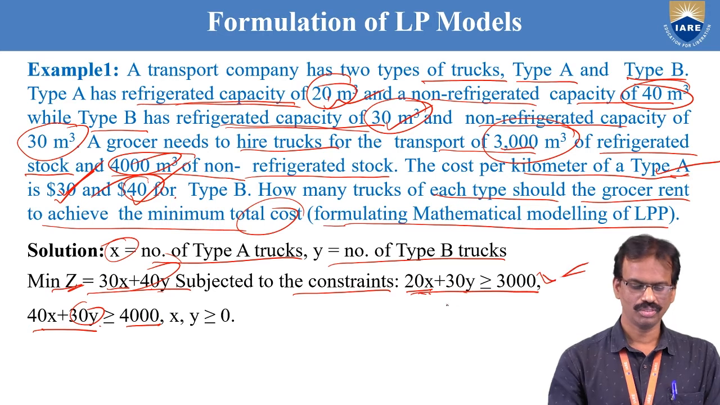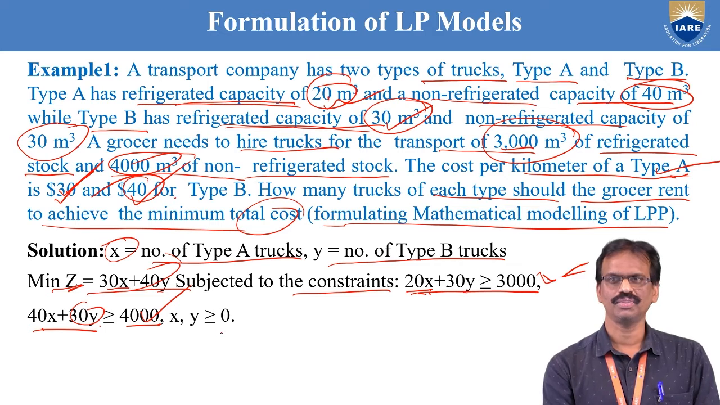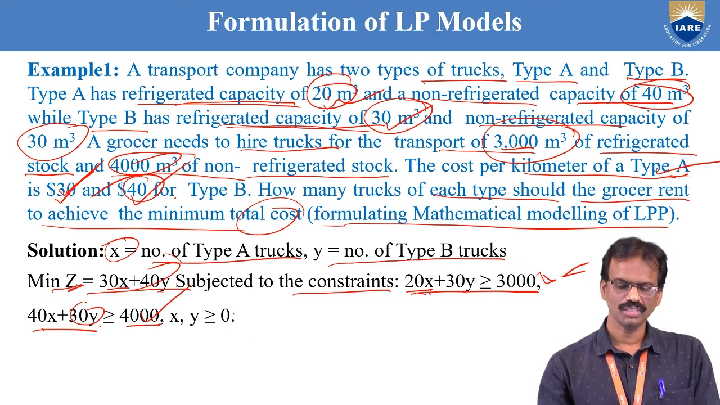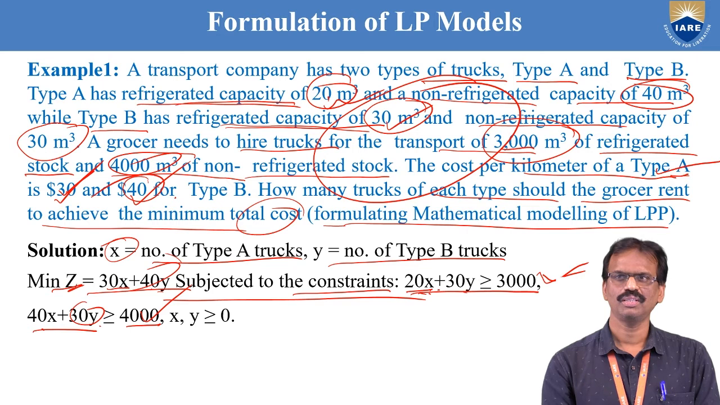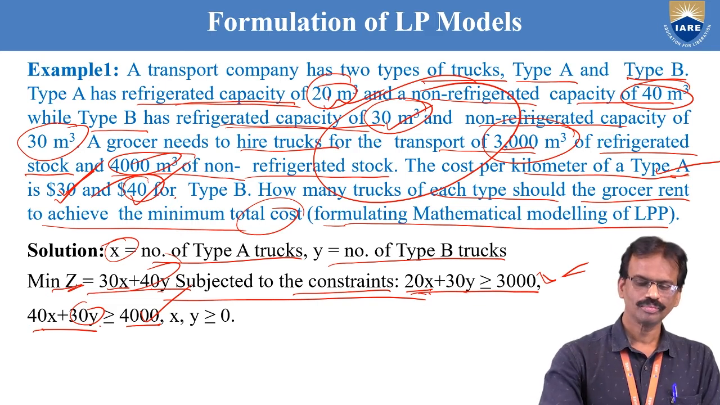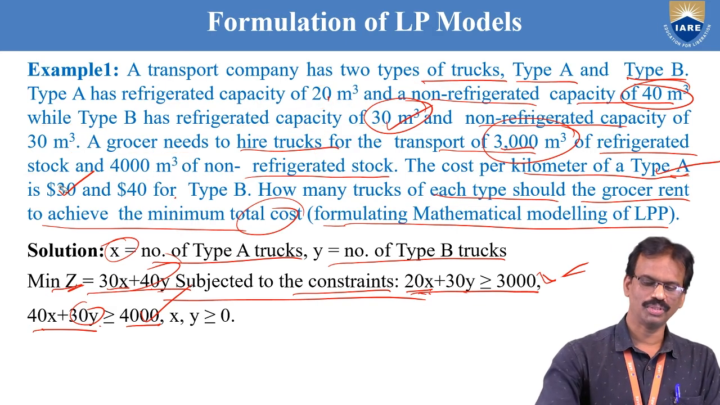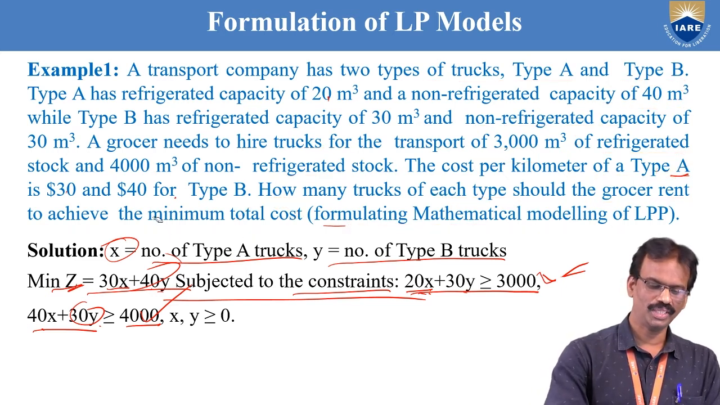By using these equations, we can solve this problem. Here x and y are always greater than or equal to zero, because there is no negativity. In this way, we can convert this whole problem into mathematical form. By the help of different techniques, we can solve this mathematical form and obtain the optimal level to minimize the cost. In this way, we can formulate the problem into mathematical modeling.